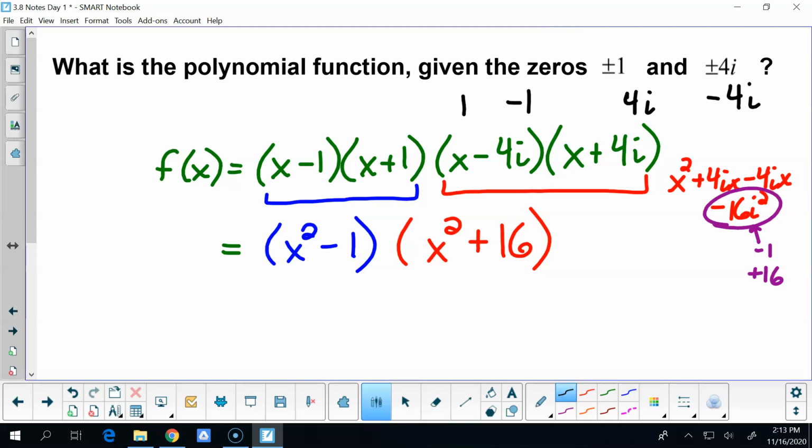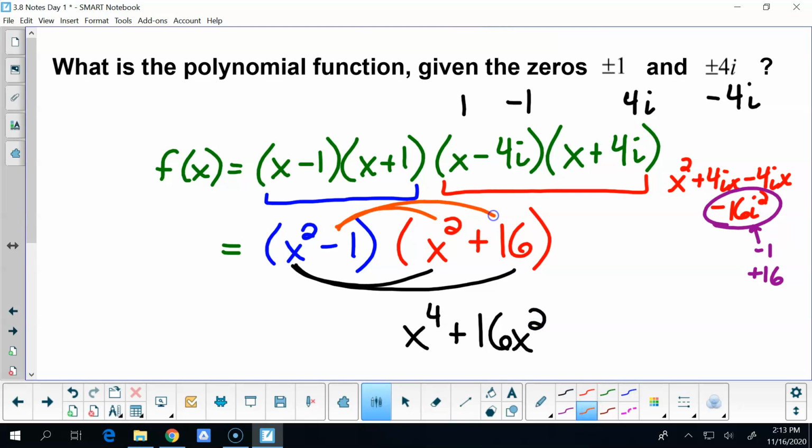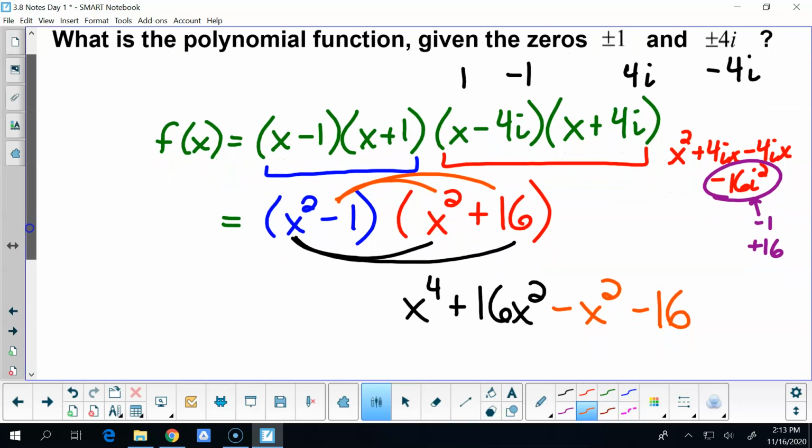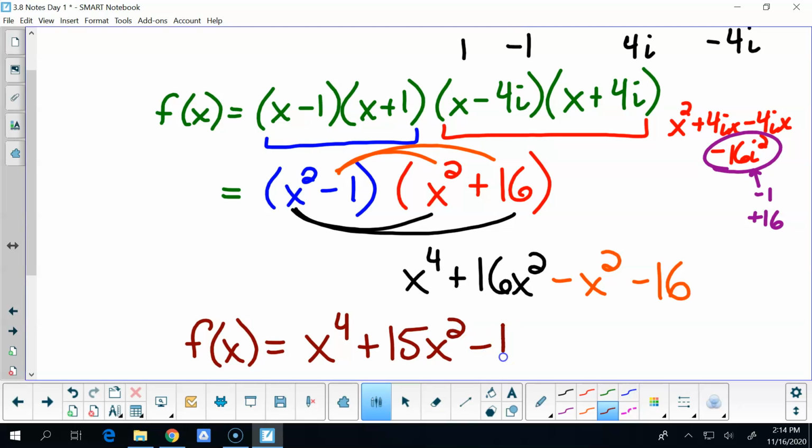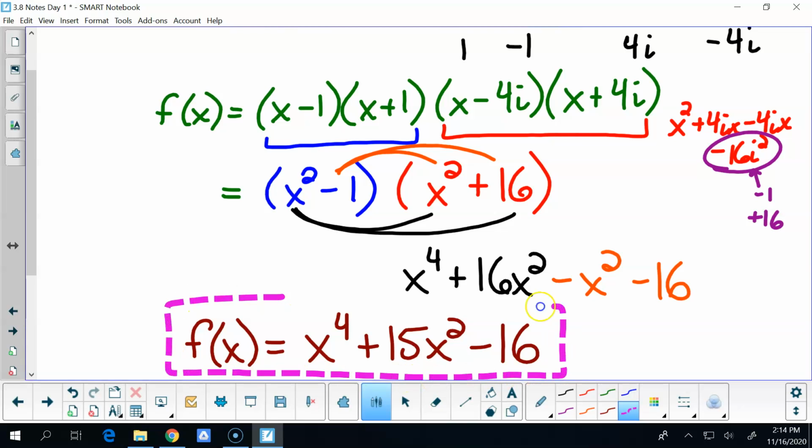Now I can do another double distribution. x to the 4th plus 16x squared, negative x squared minus 16. That gives me a finalized function f of x as x to the 4th plus 15x squared minus 16. And that is my polynomial function.